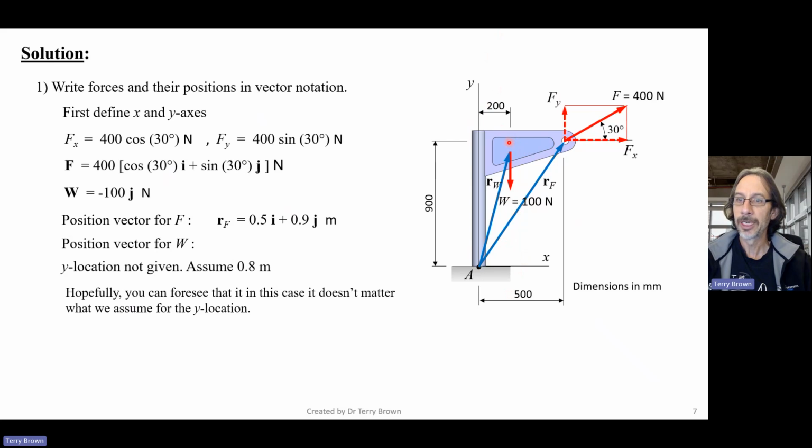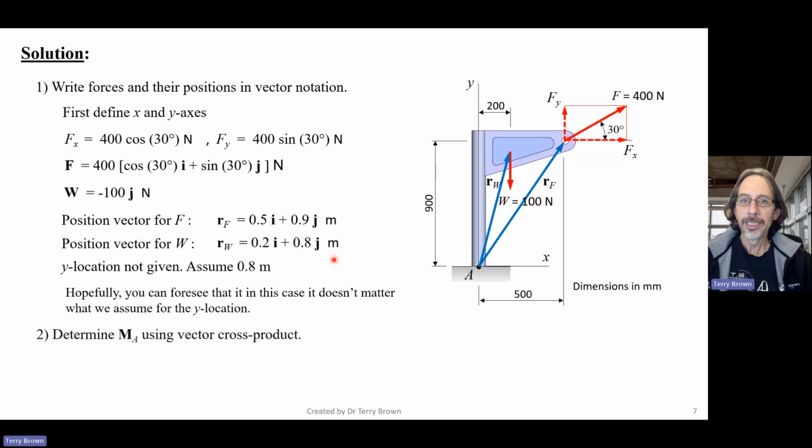So I could have said it was 0.9 instead of 0.8, or I could have said the position vector was across to here and the y location was 0. Anyway, let's just do it as it is and see what happens. So we've got 0.2 i in the x direction for this location, and 0.8 we've assumed in the j or y direction. So now let's determine MA using the vector cross product.